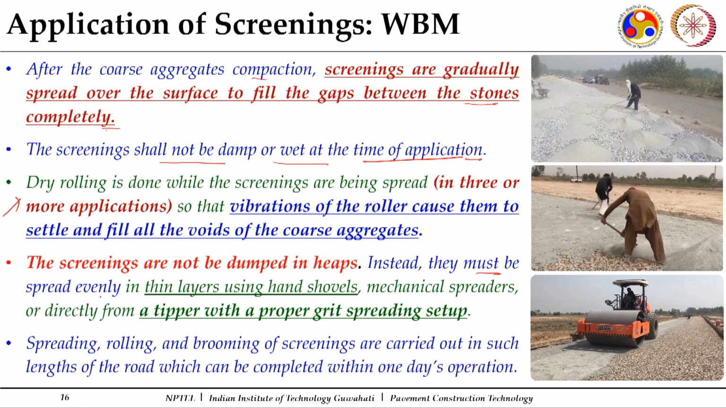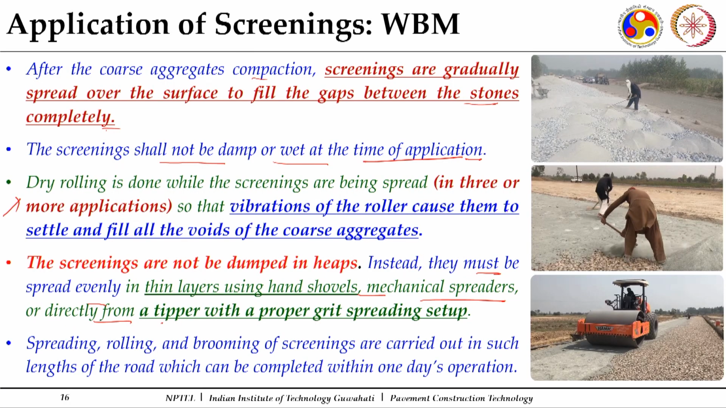Instead, they must be spread evenly in thin layers using hand shovels. If it is a small project, mechanical spreaders are always preferred, or spreading directly from a tipper. The tipper carrying the screening material can have certain arrangements. Many of them nowadays can spread the material along the width, and this can be controlled. So the spreading can be done directly from the tipper which is carrying that screening material.